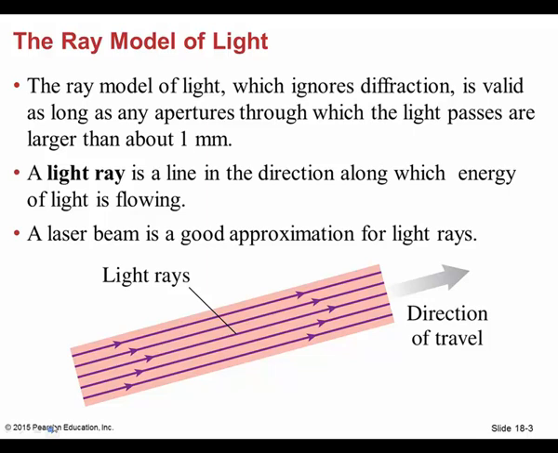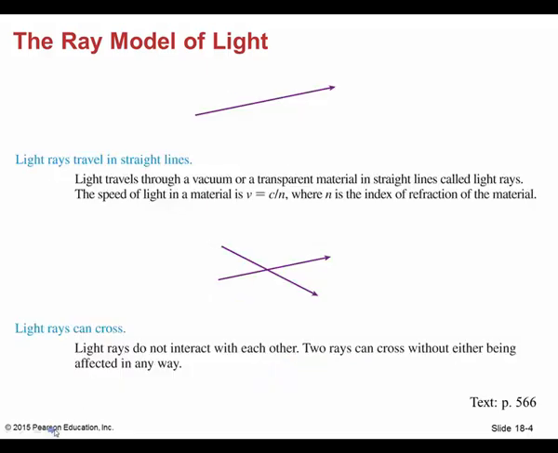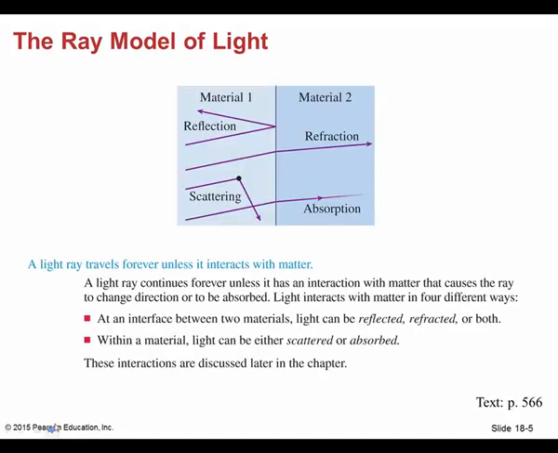Now, typically, light rays, based on the source and the shape of the source, but typically light rays, for example, from a laser beam, will follow each other parallel, and they can travel in straight lines, and they can also cross each other. And of course, when we look at reflection and refraction, we see that light rays will reflect, refract, and scatter, and can be absorbed.